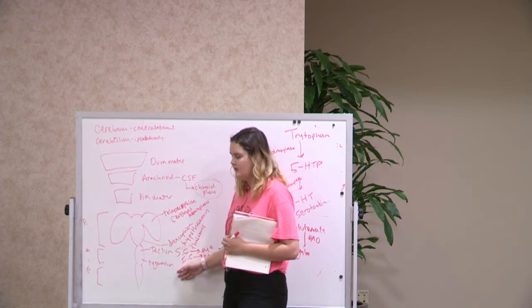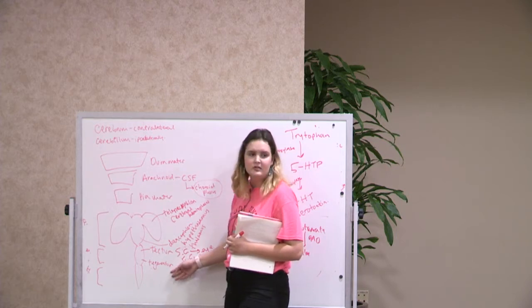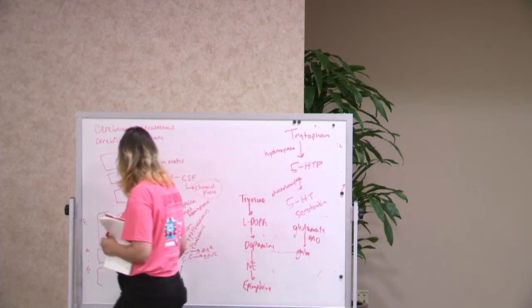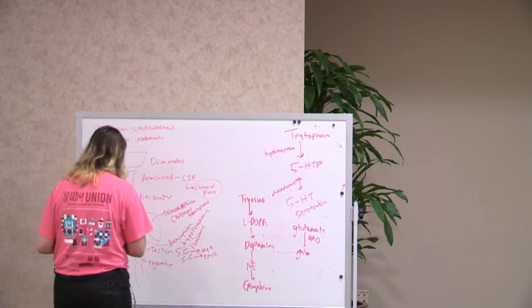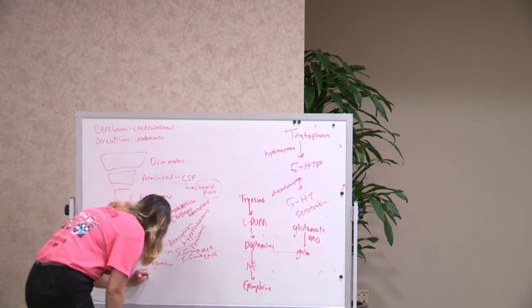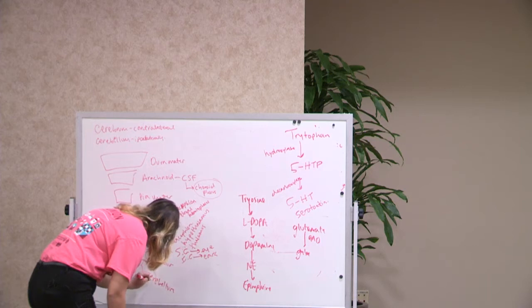It has your substantia nigra and something else. I'm not sure, double check on that. But it's mainly for movement for your tegmentum. And then lastly, the hindbrain is your cerebellum, pons, and medulla.